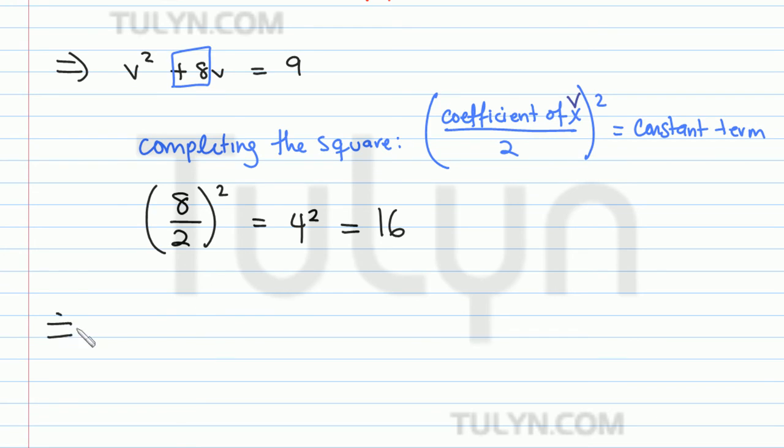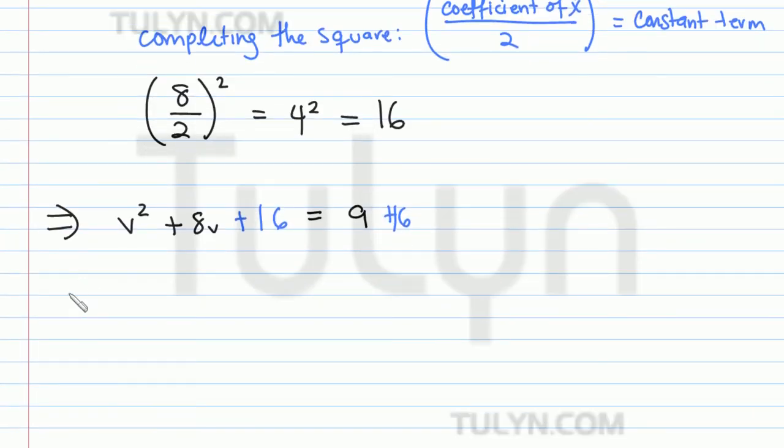So now we have v squared plus 8v, and we want to add a 16 to the left side of the equation so that we can make the square of a binomial. But since this is an equation, whatever we do on the left side, we have to do on the right side to balance it out. So I want to add a 16 to the right side of the equation as well.